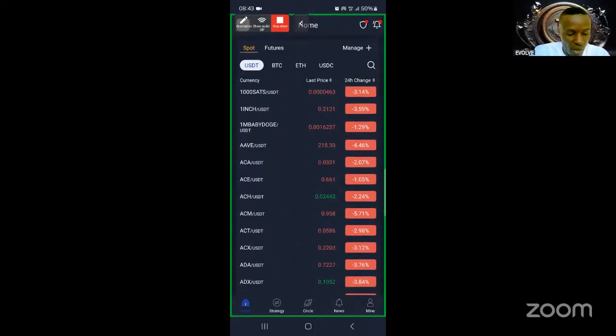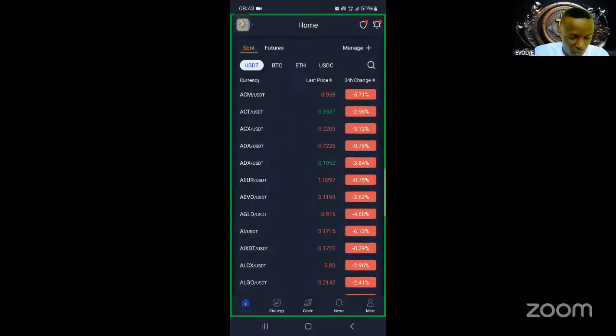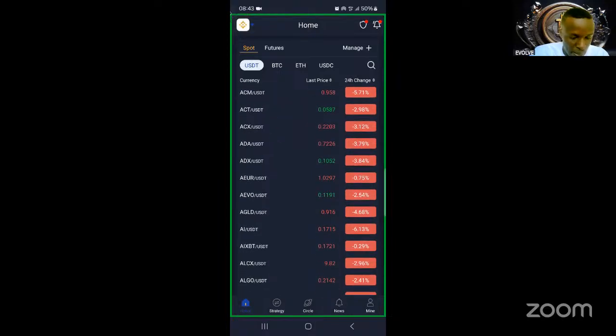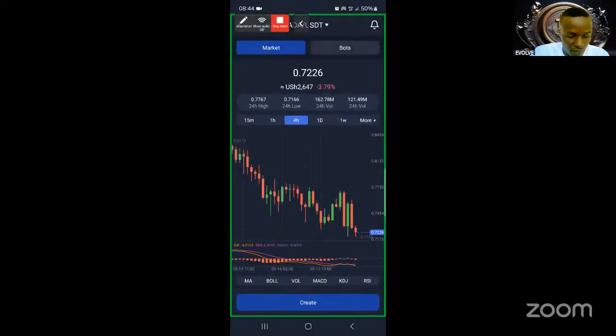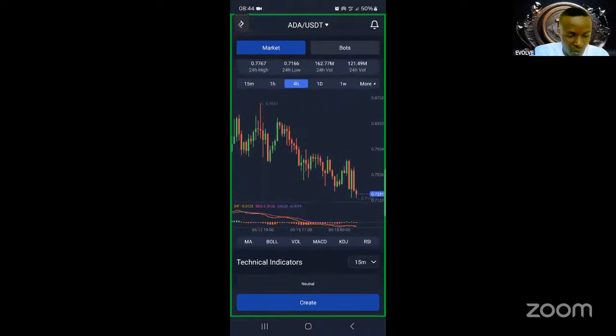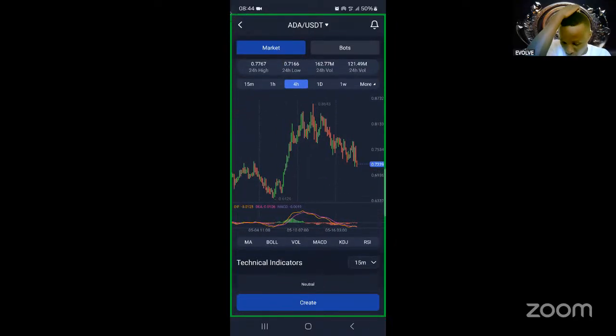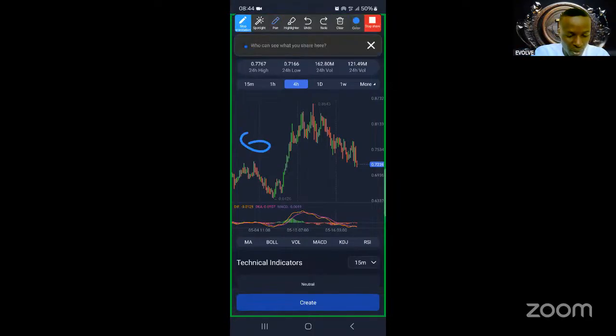So you have picked a coin. Let's, for example, say, I may change it, but let's try. Let's start with ADA. Nowadays, I love ADA. I don't know why. I've traded it several times nowadays. So when you open the coin, you will see these indicators here. You will see these lines. In fact, you will see this abbreviation here.